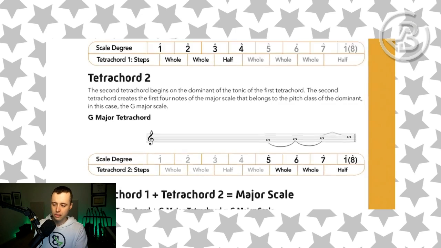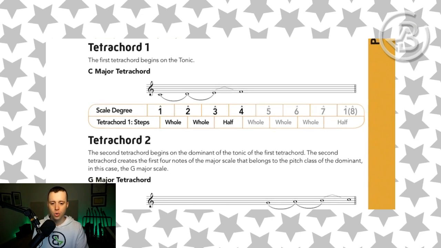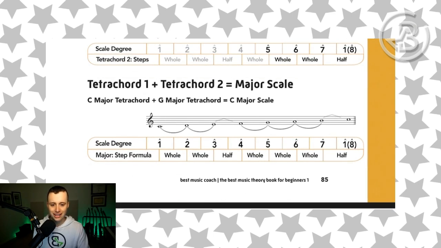So let's go back and look. Tetrachord number 1, we have whole, whole, half. Tetrachord number 2, we have whole, whole, half. Now what happens when we stick these together and connect them with a whole step? We get whole, whole, half, connect with a whole step, whole, whole, half. So this is a fun and interesting way to break down the major scale that can help you remember the major scale and the major step formula a little bit better than you might otherwise.